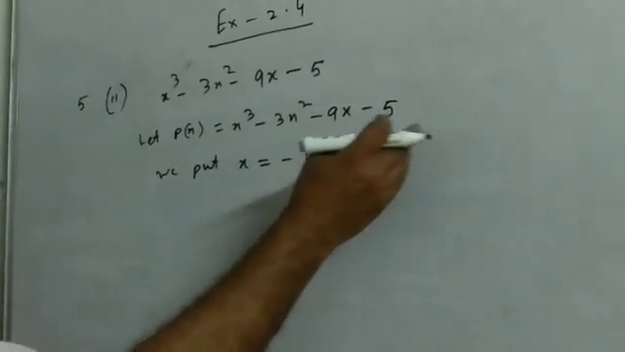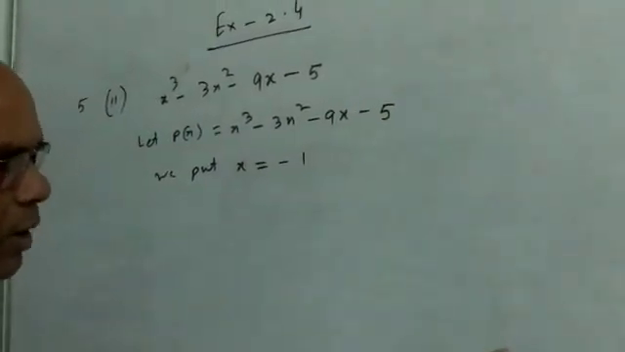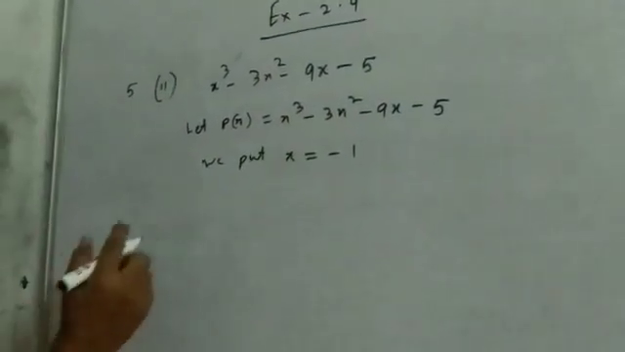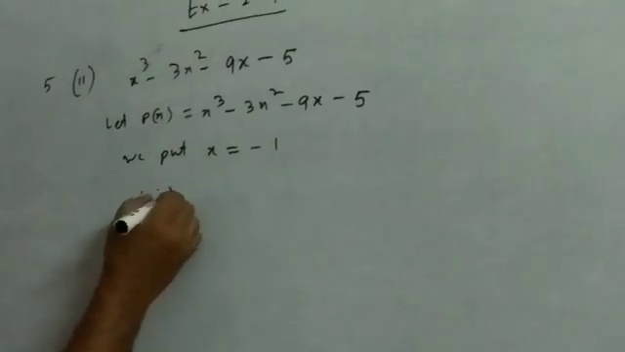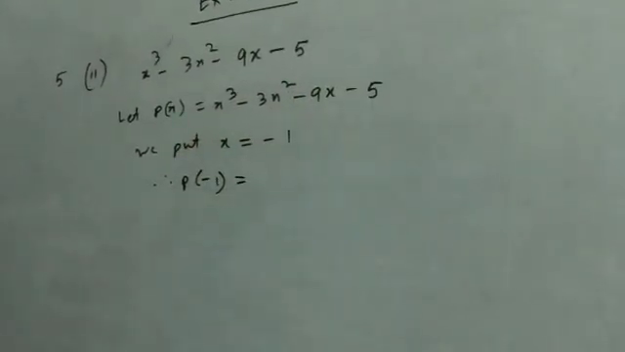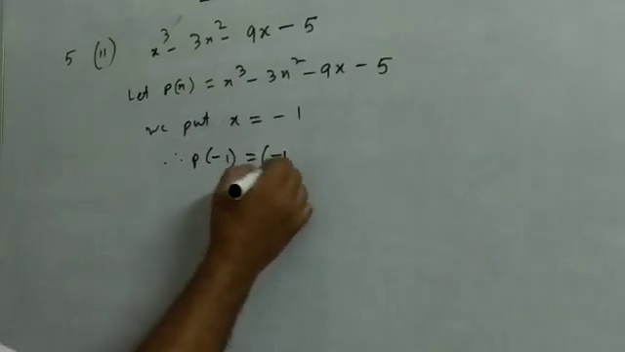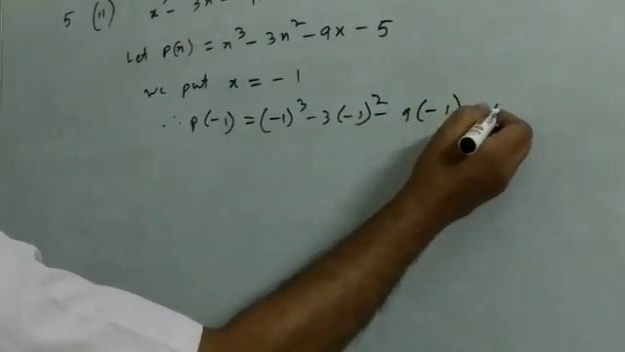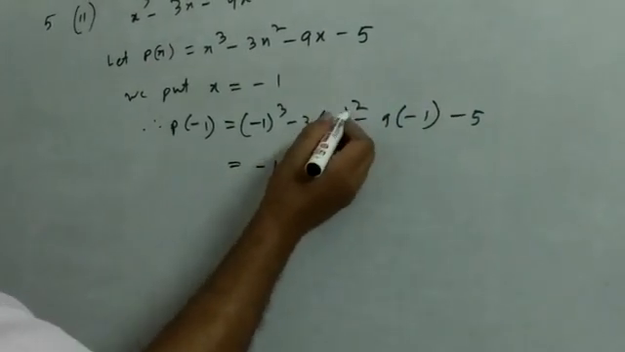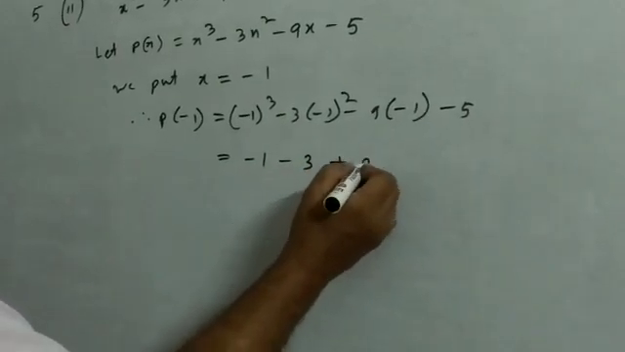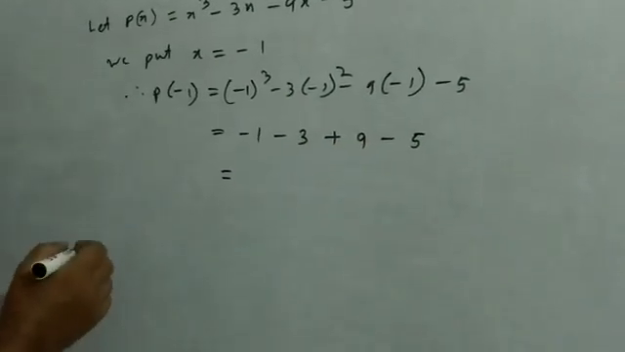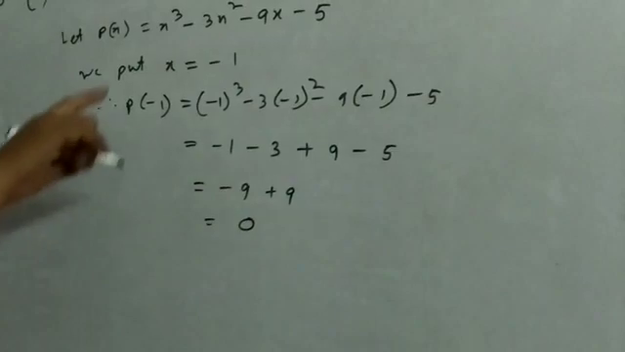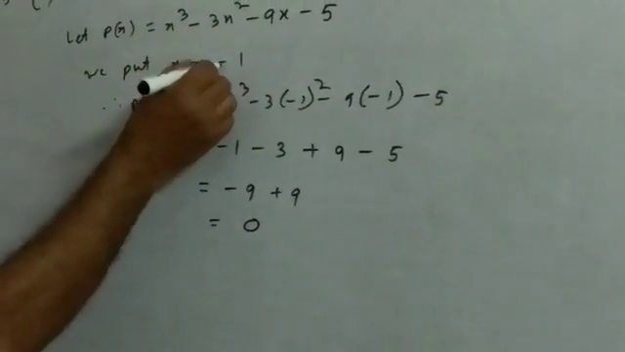For that, if it is required, then you have to find the zeros in rough work also, or by other places also, and then we have to find the correct 0. So we put x equal to minus 1. We will find the value of this polynomial at x equal to minus 1. So we put minus 1 whole cube, minus 3 into minus 1 whole square, minus 9 into minus 1, minus 5. So it is minus 1, minus 3, plus 9 and minus 5. So it is clear that minus 9 and plus 9 is equal to 0. Means the value of this polynomial is 0 at x equal to minus 1.